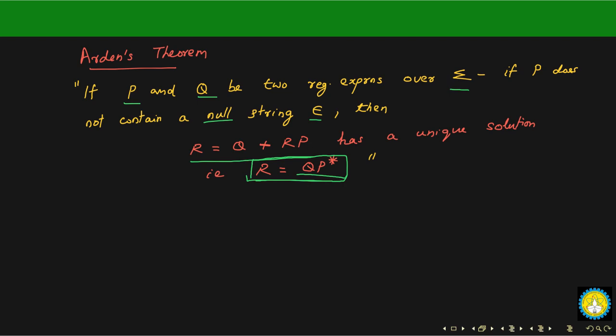Okay, so remember P, Q, and R all represent regular expressions. And very importantly, even though P is a regular expression, P should not contain epsilon. That's an important condition here. P should not be epsilon.